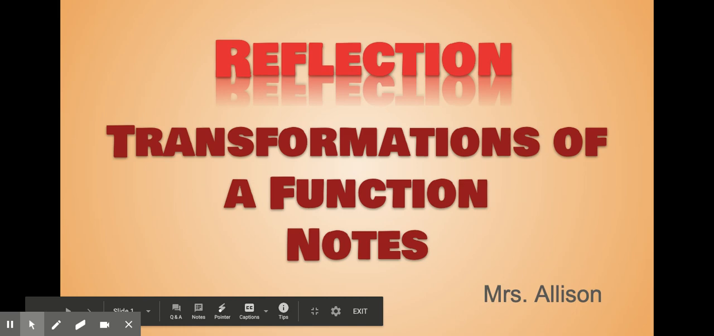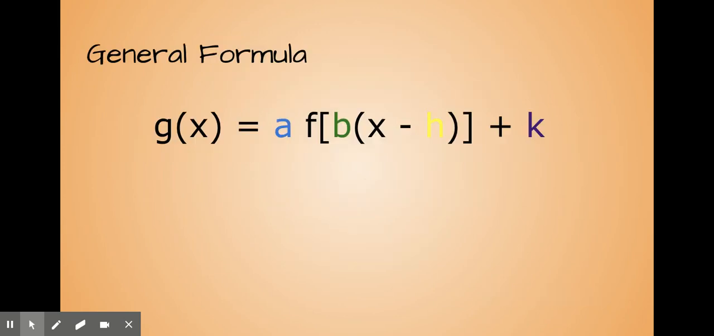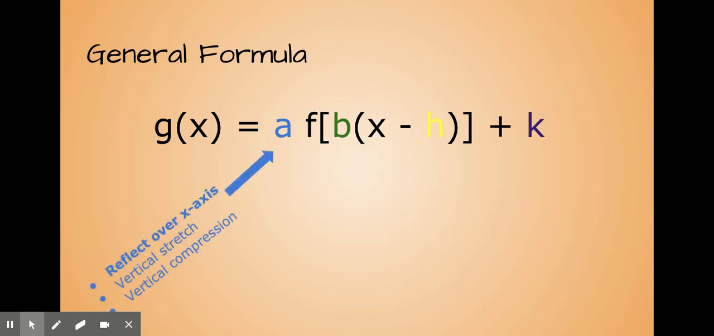Hello, in today's lesson, we're going to look at reflections as a transformation of our functions. If we remember our general formula for any parent function f of x, and we're going to call our transformed function g of x, we have our four letters a, b, h, and k. From last week, we learned that a does a reflection over the x-axis, a vertical stretch or compression. So today we're going to focus on that reflect over x-axis piece.